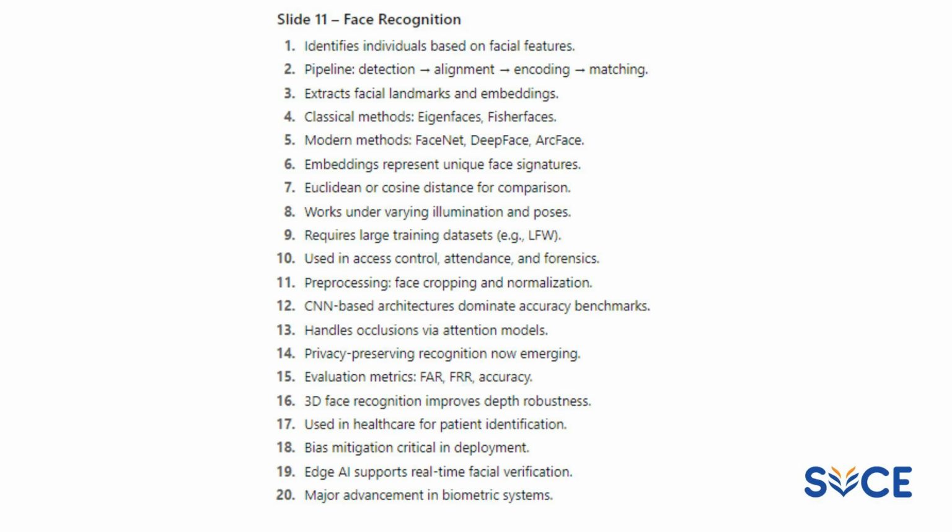And we also discussed the CNN-based architectures, where different companies like Google and Oxford use different algorithms for facial recognition. There is also privacy-preserving recognition, which is now an emerging technique or trend, as well as Edge AI, which supports real-time facial verification, where the major advancement is in biometric systems or any authentication systems. So these are the topics we have discussed. We'll move to the next topic.